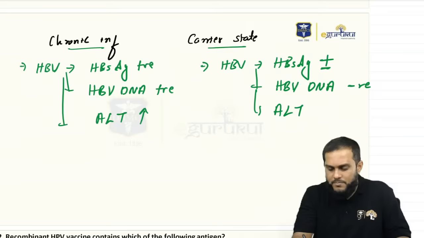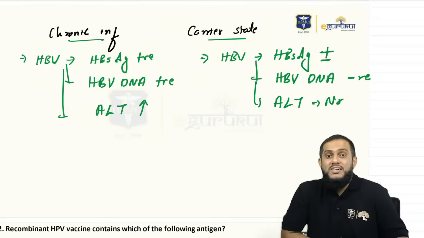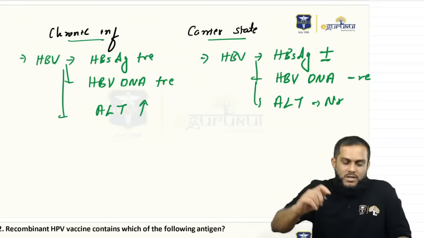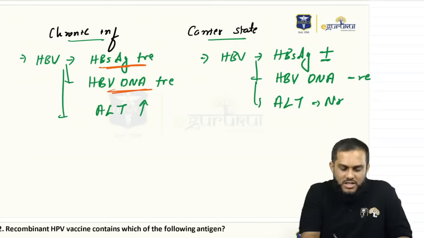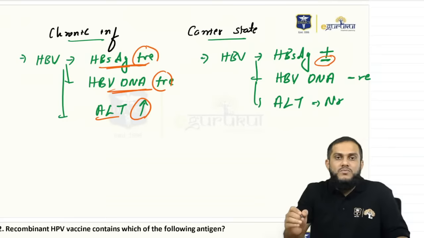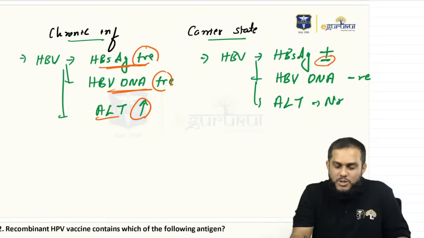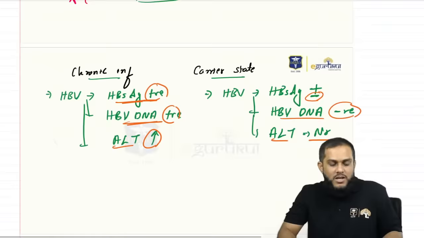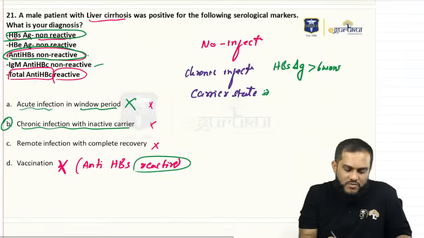I'm just telling you how to differentiate chronic infection from carrier state. Sir, in chronic infection, HBsAg will be there, HBV DNA will be there, and ALT will be increased because there is infection. In carrier state, HBsAg usually will be detectable, but sometimes it may not be detectable because organism is very low in number. HBV DNA is not at all detectable because organisms are very low in number, and ALT is normal. This is how you differentiate chronic infection from carrier state. In this question, HBsAg is not there. When HBsAg is not there, we have to go for the carrier state. And that's why the answer is option B, carrier state.